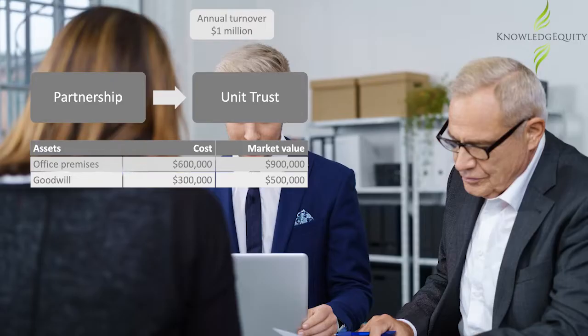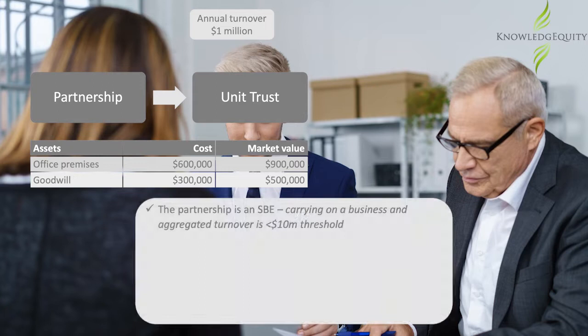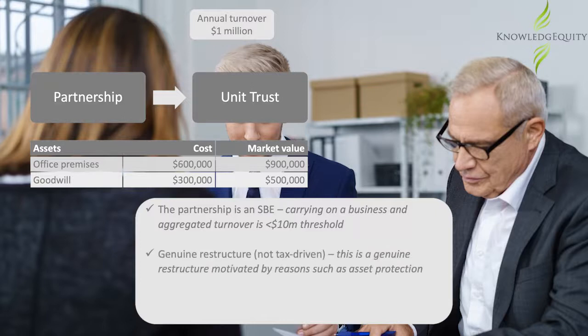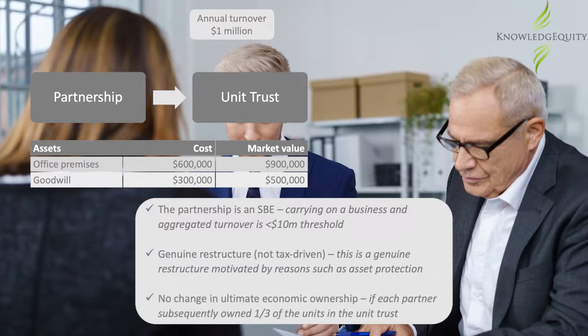For Kelly, Peter and Damien, the partnership would be an SBE due to running a business and its turnover being below the relevant threshold. They also appear to have genuine reasons for this restructure, such as asset protection. If they each owned 1/3 of the units of the resulting unit trust, then this would fulfill the requirement of there being no change in the ultimate economic ownership. This is because they were originally 1/3 partners, so this keeps their economic ownership equal.